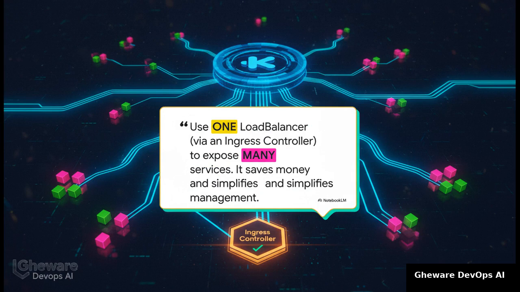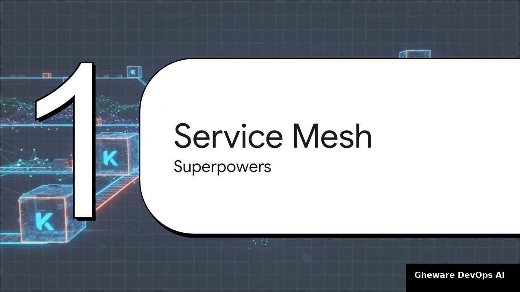Instead, you create one load balancer for an ingress controller, remember our receptionist, which then intelligently routes traffic to all your different internal services. This saves a ton of money and just makes your whole setup way simpler. Now for Section 2, the service mesh.